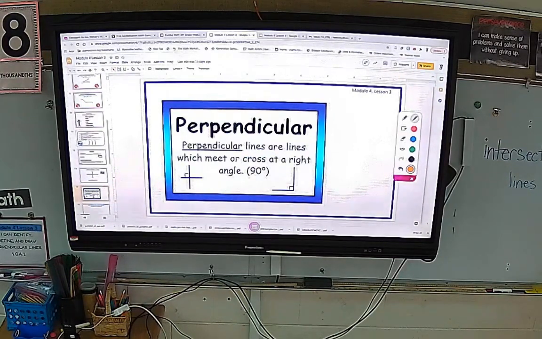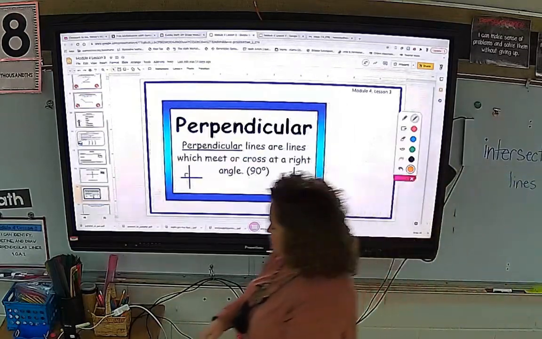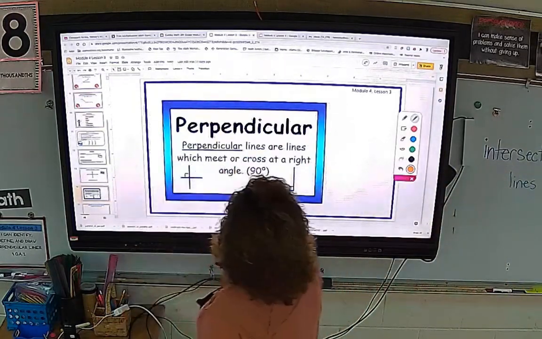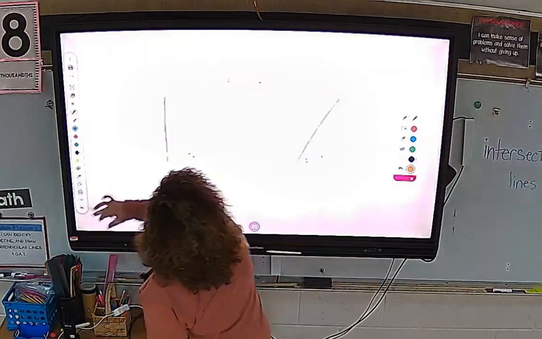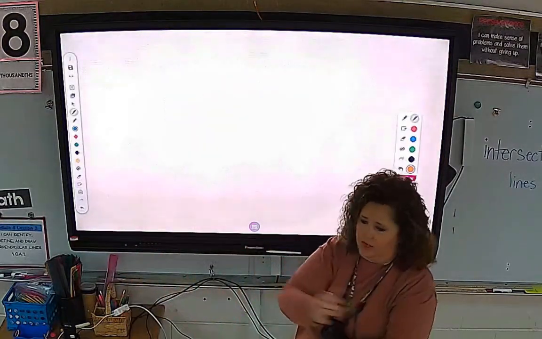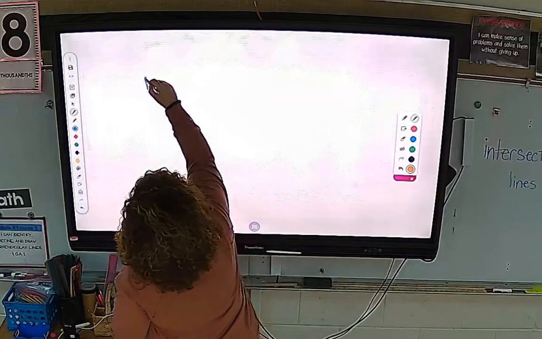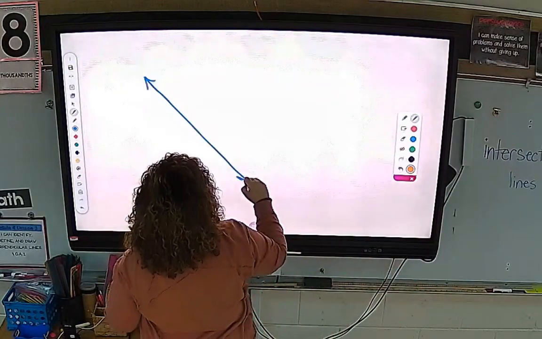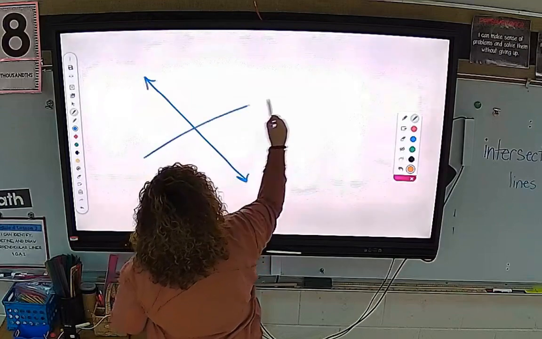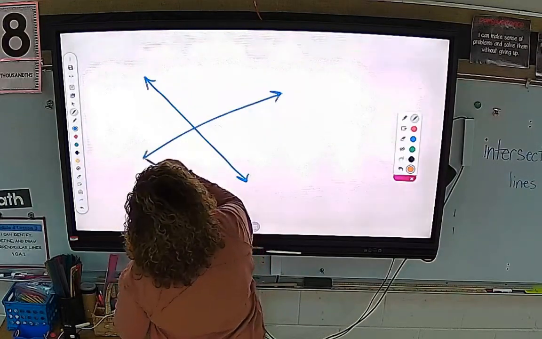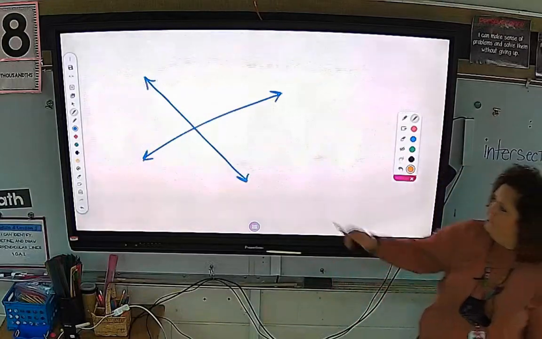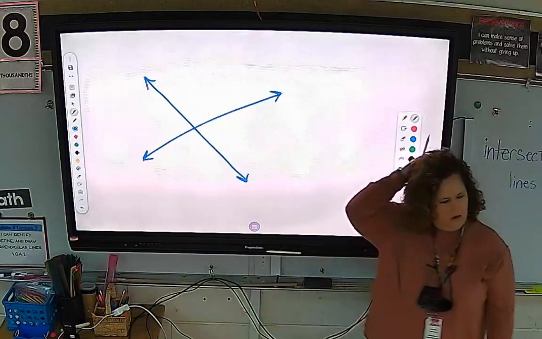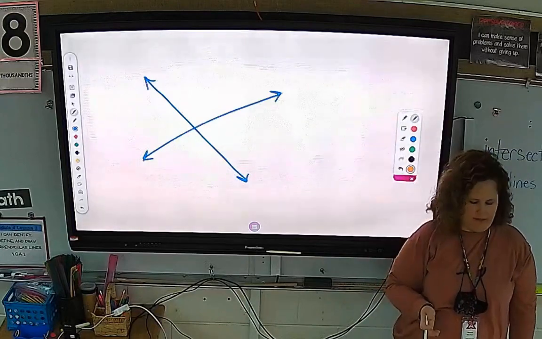Alright, I told you we were going to have to talk about this because there are times you're going to see lines that cross each other, okay? Looks like it has. I've got 4 different angles here. Now, are those right angles? No.